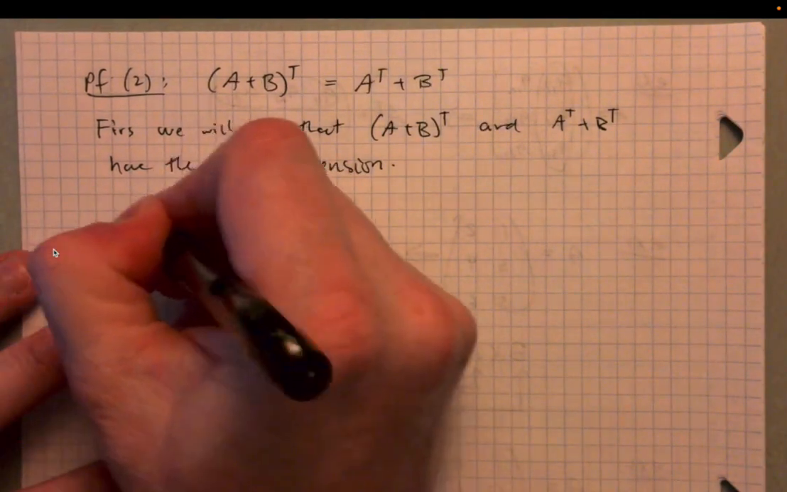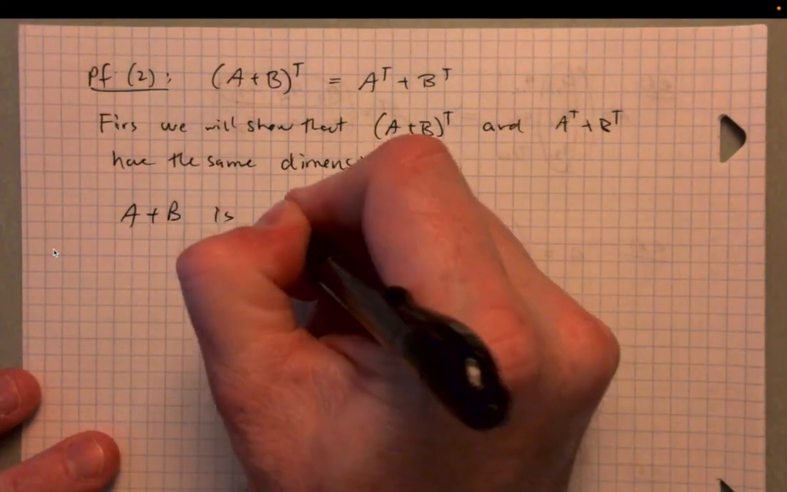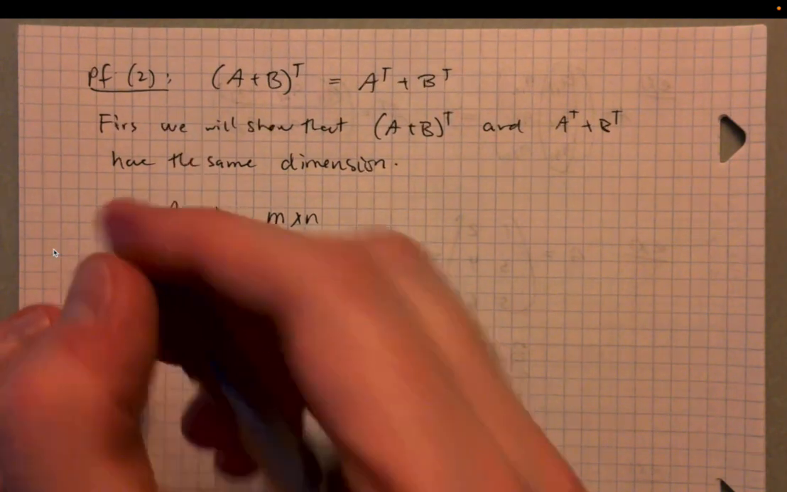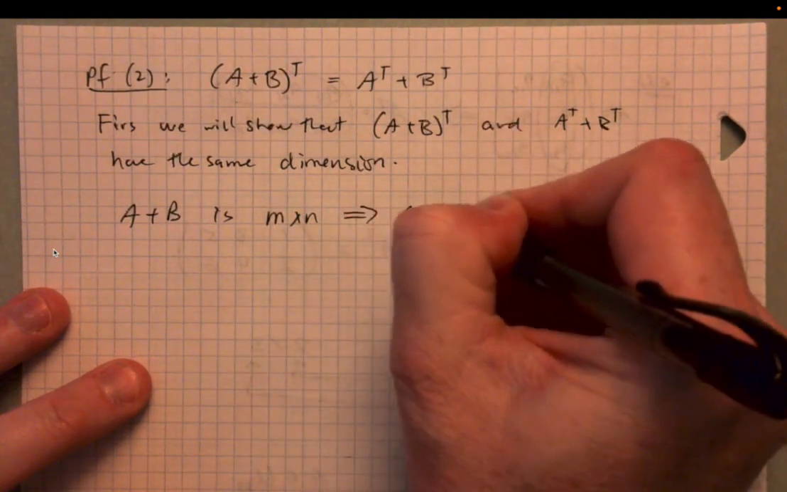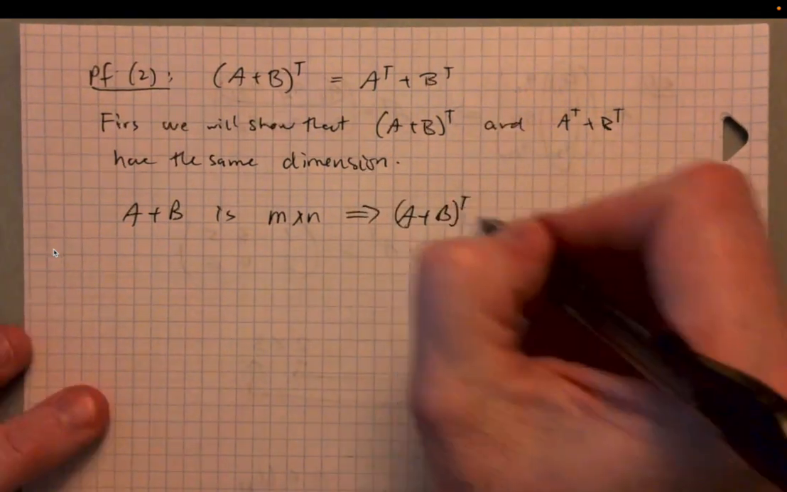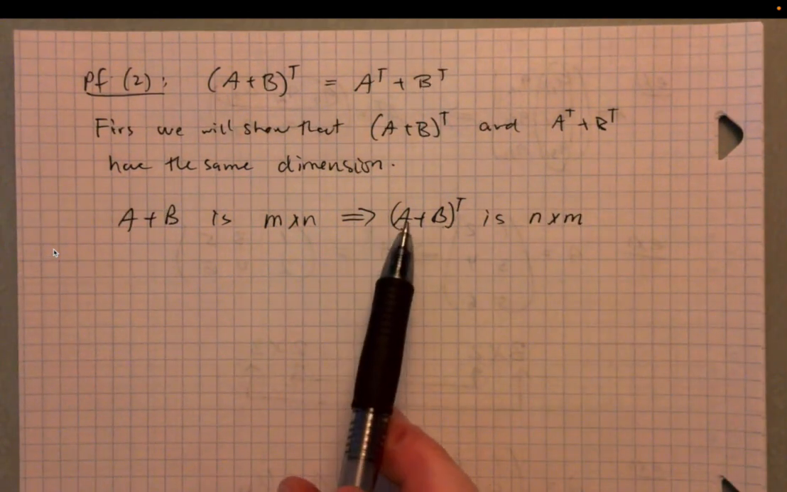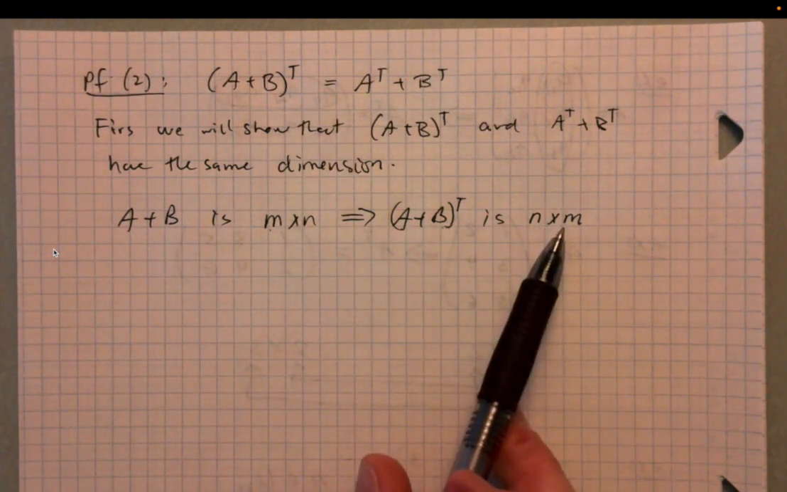Right, so let's see. A plus B. A and B are assumed to be m by n. So the sum A plus B is m by n as well. That's just the definition of adding matrices. It doesn't change the dimension to add matrices. And this implies that (A plus B) transpose is n by m, because the rows become the columns and the columns become the rows. So if this is m by n, then when we transpose it, it should be n by m.